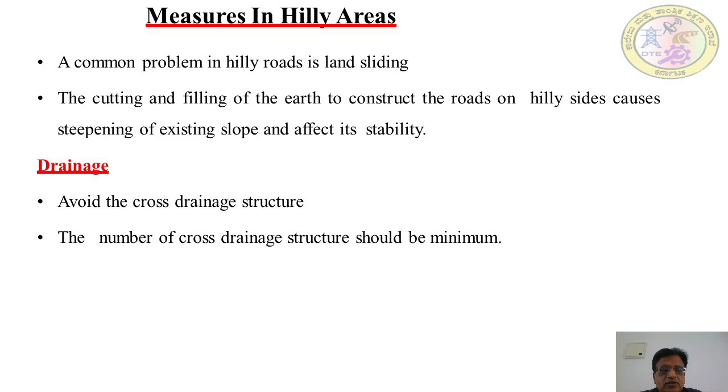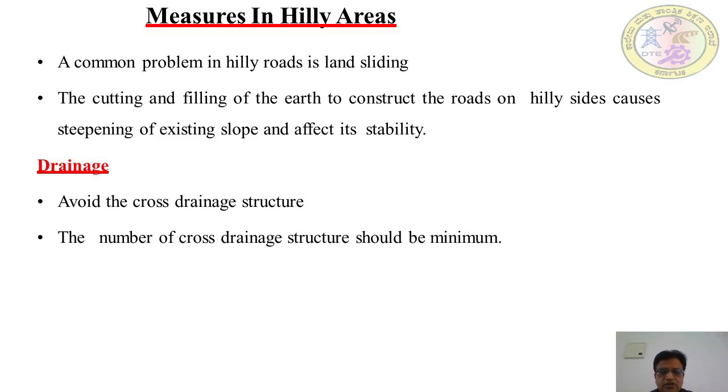Drainage problem. Avoid the cross drainage work. The number of cross drainage work should be minimum as far as possible. Because of the terrain, you need to provide a number of cross drainage works. The cross drainage work means that which carries the water. It could be a small bridge, a small culvert, or a long span bridge. So it is very difficult to construct the road without having this cross drainage structure.